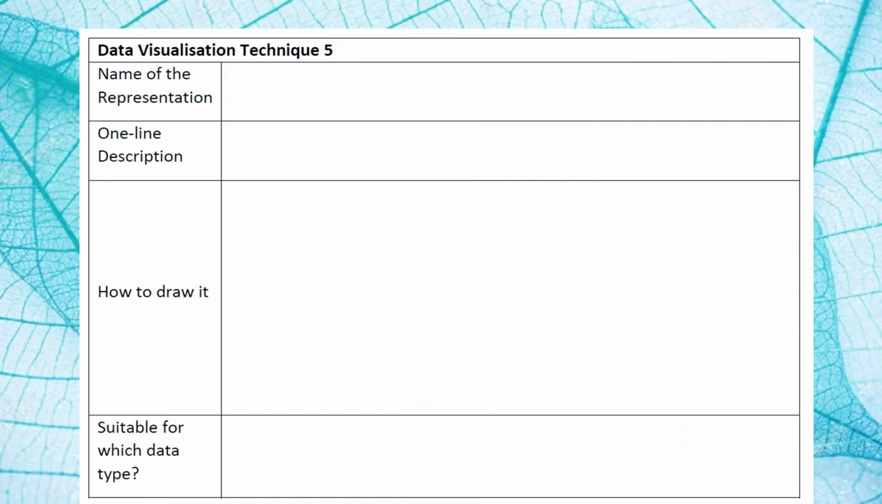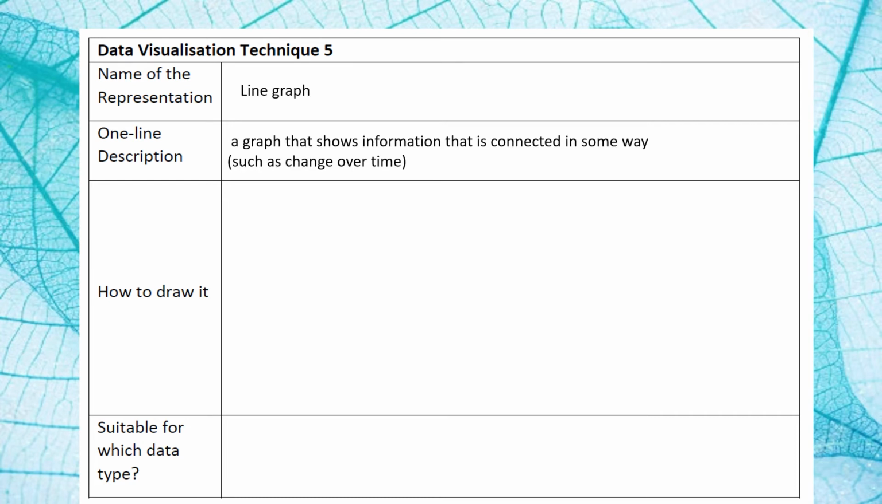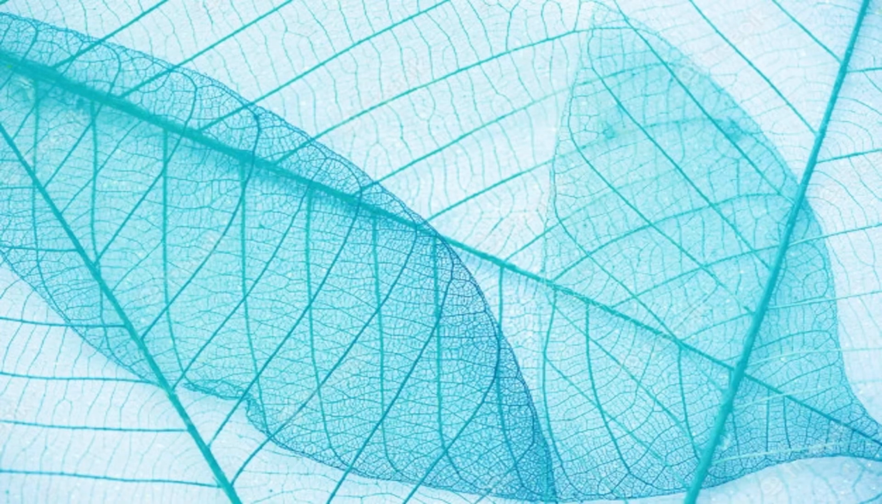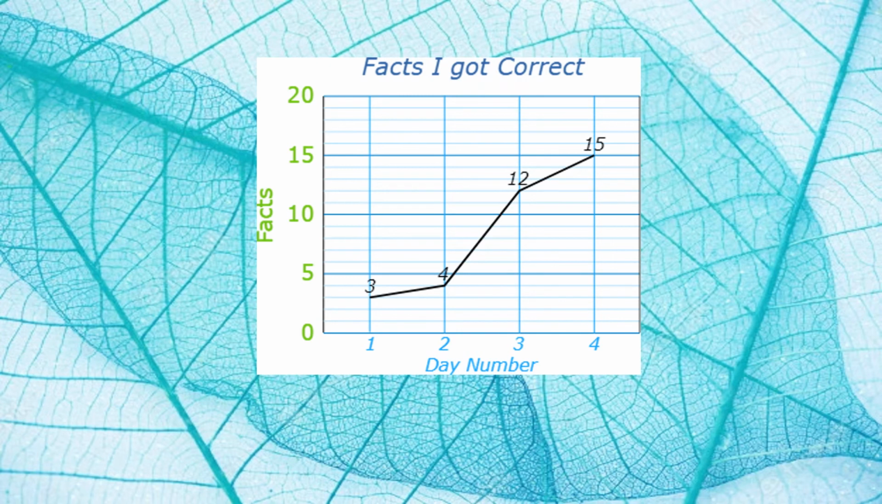And the last is data visualization technique 5, the line graph. It is a graph that shows information that is connected in some way, such as change over time. Plot data points in a Cartesian coordinate grid, then connect a line between all of these points. These are suitable for comparisons and data over time. This is an example for the line chart.